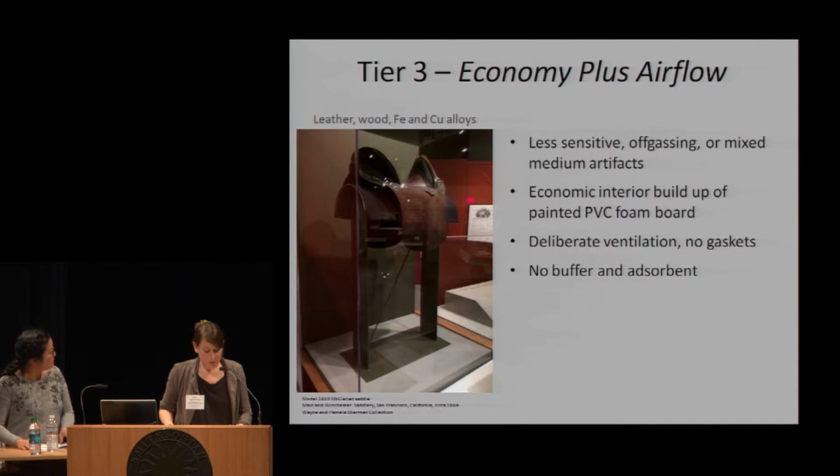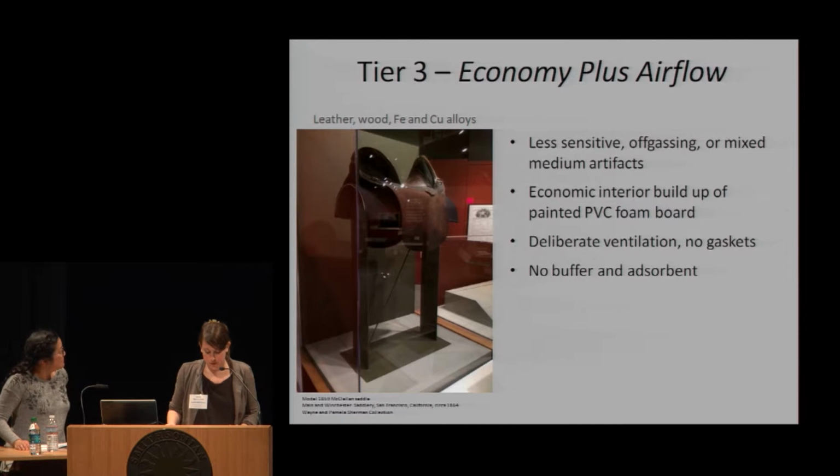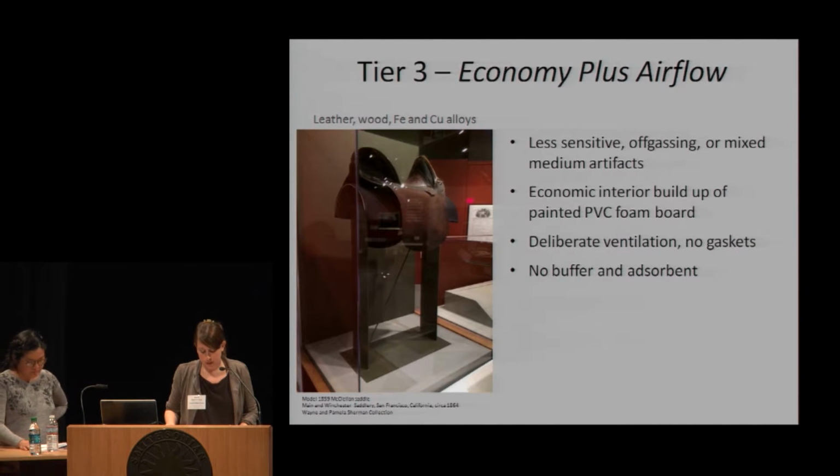Tier 3, Economy Plus, airflow, is assigned to objects which need or can withstand exchange with gallery air. In this example, a leather saddle. For the Empire and Liberty exhibition, the Tier 3 assignments encompassed a mixture of new build flex cases, where the external access panel was replaced by a grate, as well as large platform cases, which were too big to effectively seal with the resources we have in-house.